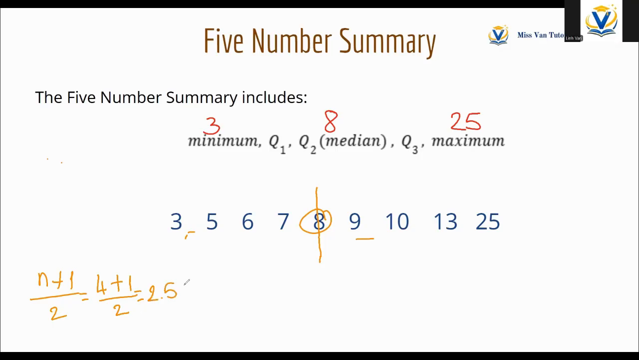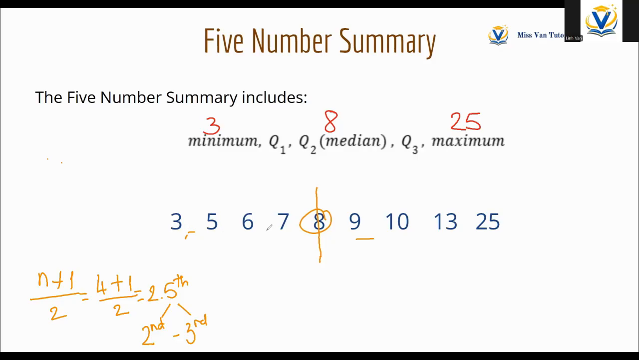Again, the number 2.5 here is not your median or Q1, but simply the position of where your Q1 is located. What does it mean when it's the 2.5 position? It means that it's between the second and the third number in your lower set. So how do I find it? I'm going to go and find my second and my third number.